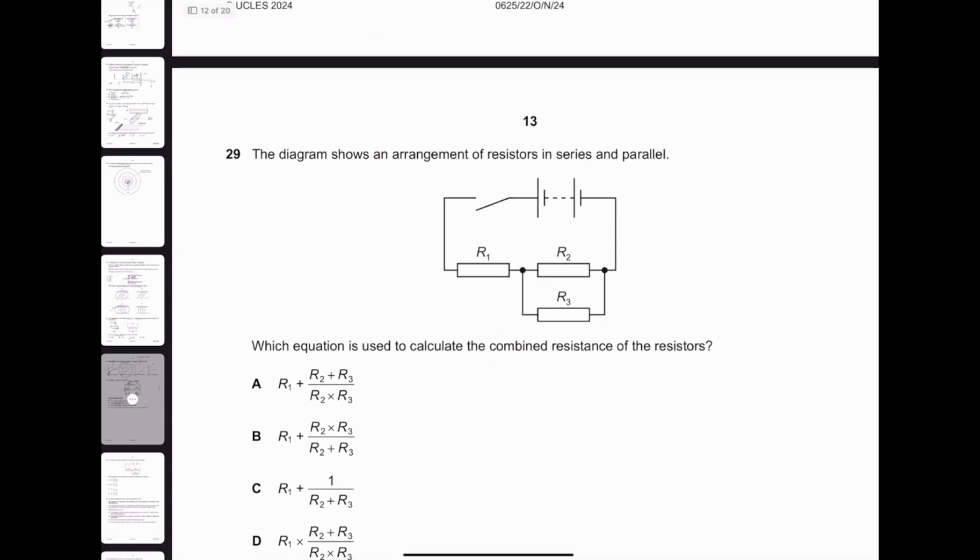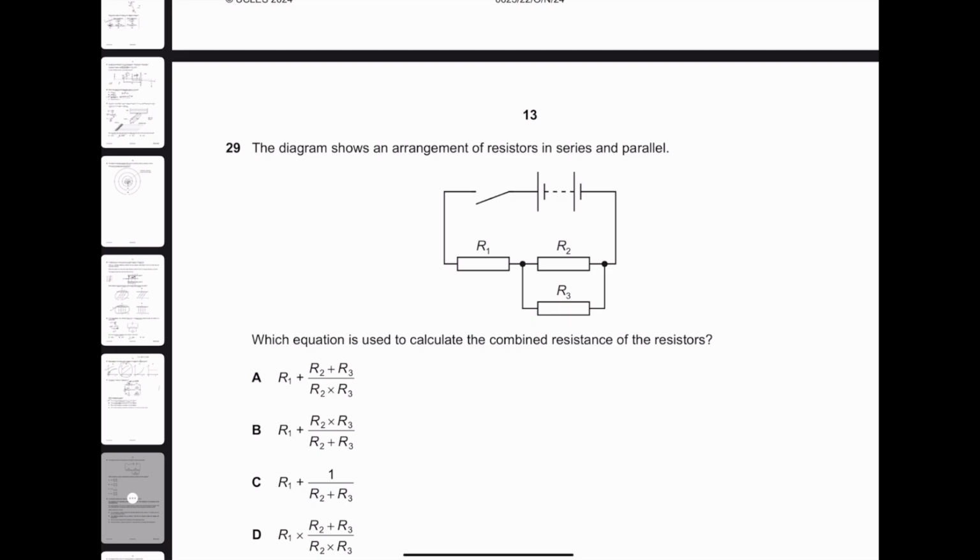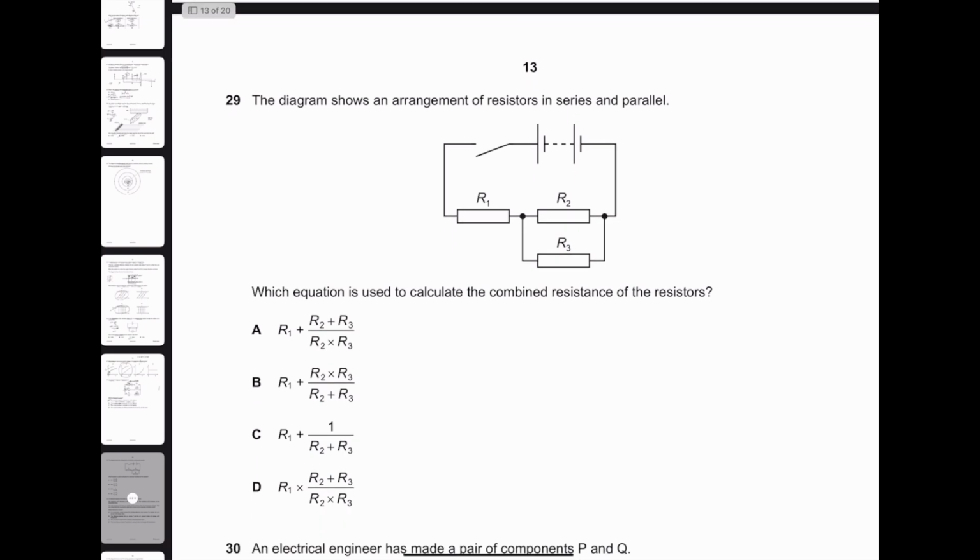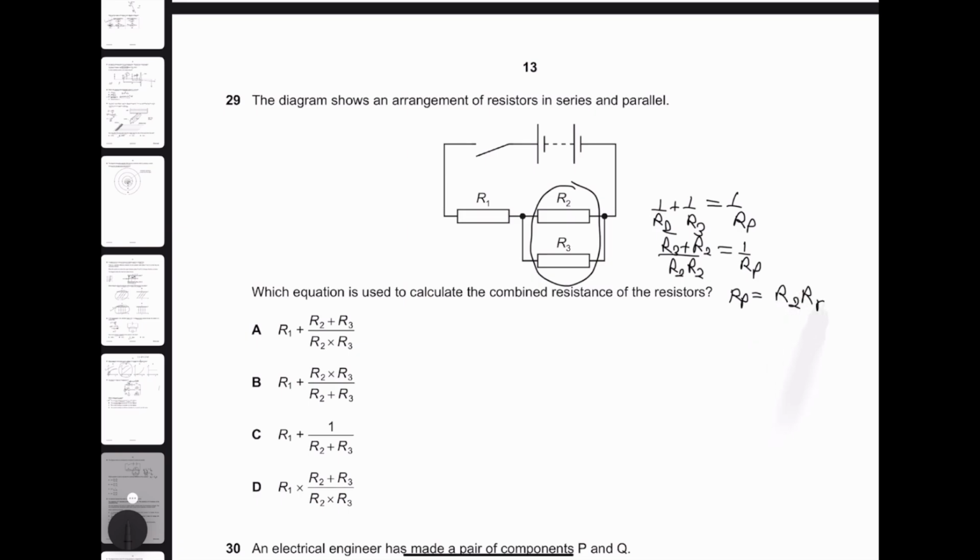The diagram shows an arrangement of resistors in series and parallel. Which equation is used to calculate the combined resistance? For this, we know that these two are in parallel. So we will do 1 upon R2 plus 1 upon R3 is equal to 1 upon R parallel, right? Now it will be R2 R3 by R3 plus R2 equals 1 upon R parallel. So R parallel is equal to R2 R3 by R3 plus R2.